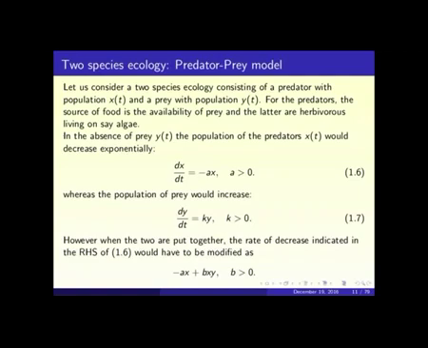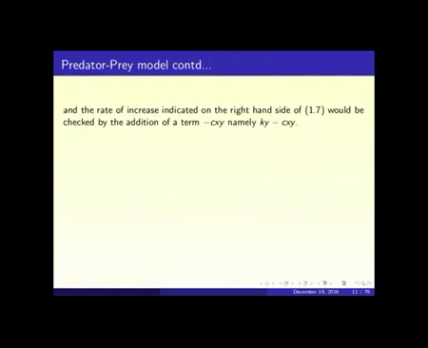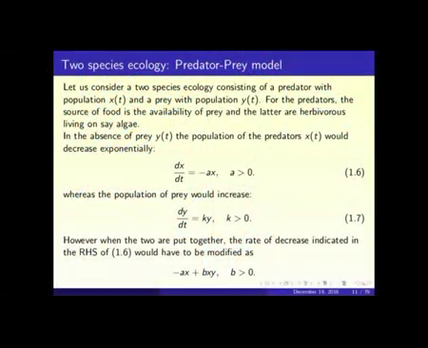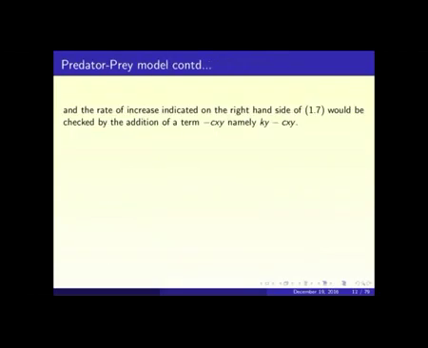Okay. Now, what will happen to the rate of increase indicated in the right hand side of 1.7? Now, you have put the predators and prey together. Now, the predators are there, they are going to eat the prey. So, the population of prey cannot keep on increasing like 1.7. The rate of population increase dy by dt equal to ky, the ky term is going to be modified. How is it going to be modified? You are going to be looking at ky minus cxy.